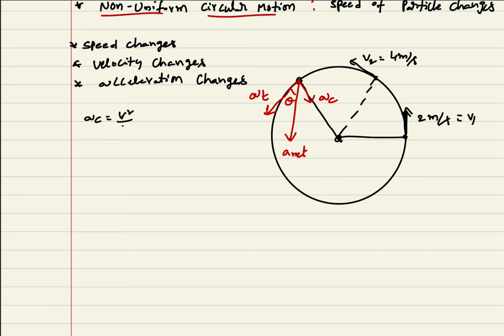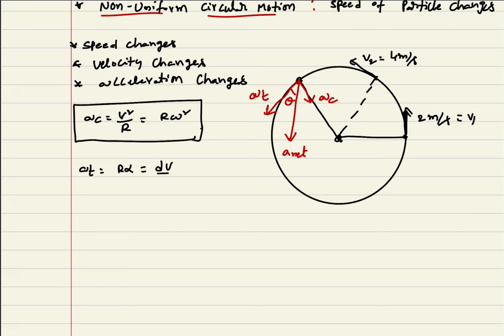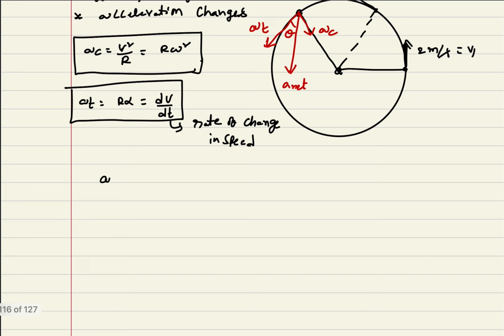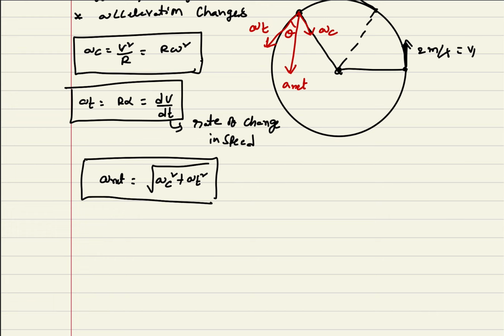Now you can write the relations. AC is equal to V square by R, that is also equal to R omega square. Next, AT is equal to R alpha, that is also rate of change in speed. Again, I am writing rate of change in speed. It is not velocity. That is tangential acceleration. AC and AT are perpendicular, so the net acceleration is the square root of AC square plus AT square.